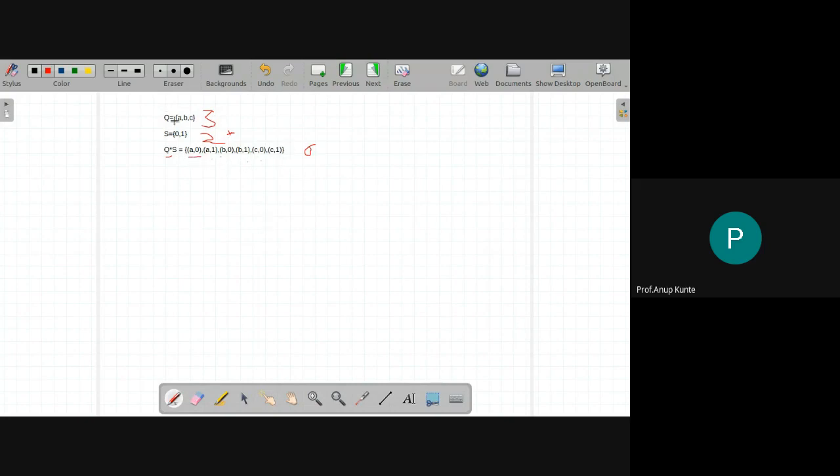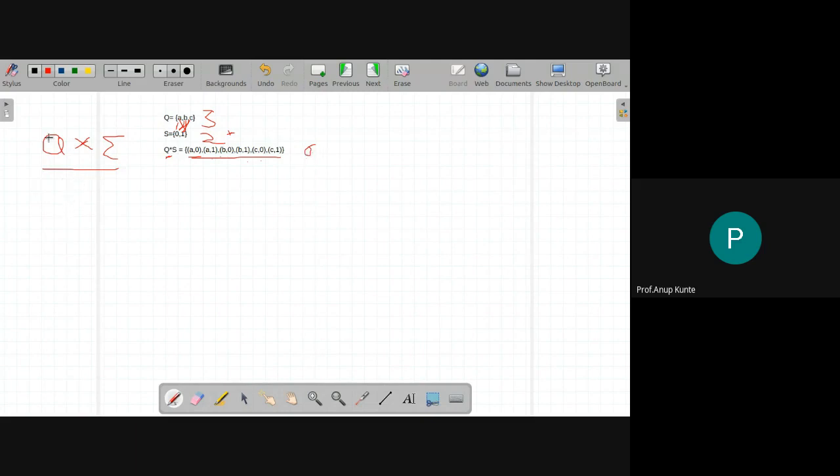What we did was we took this, created a pair, took this, created a pair, this, created a pair, this and this created a pair. So in all, we created 6 pairs. Okay, so this is what cross product means, and this is what Q cross sigma means. So cross product is also a set. Again, it is a set of tuples.